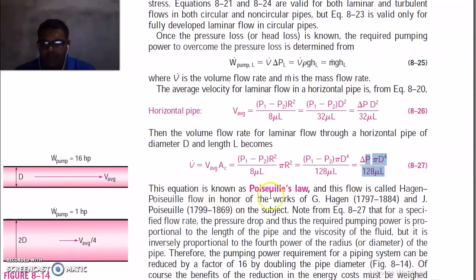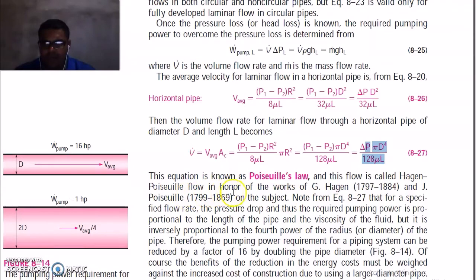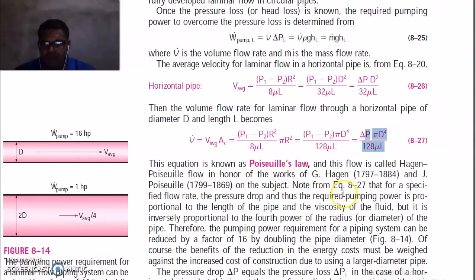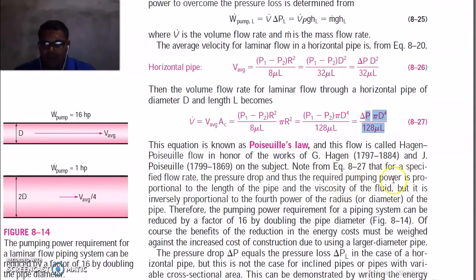Now this equation is known as Poiseuille's law, and the flow is called Hagen-Poiseuille flow in honor of the work of J. Hagen. So note that for a specified flow rate, the pressure drop, and thus the required pumping power, is proportional to the length of the pipe and the viscosity of the fluid.